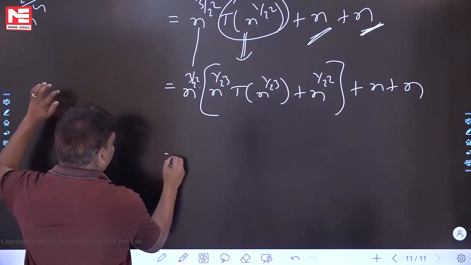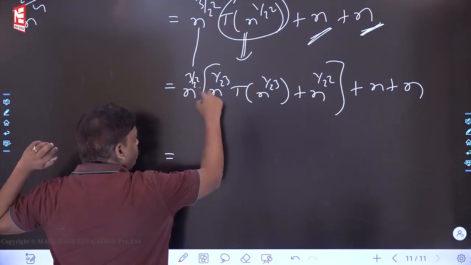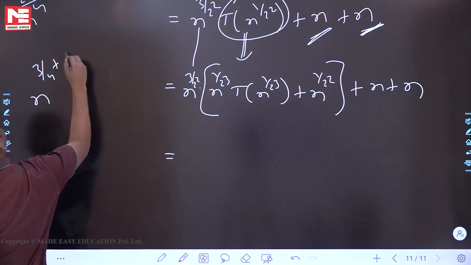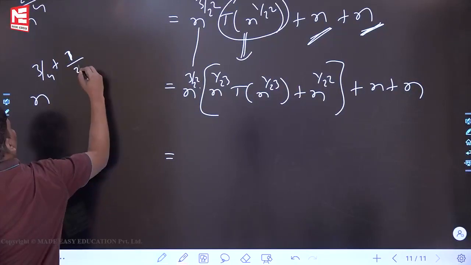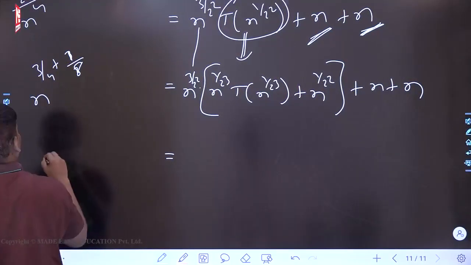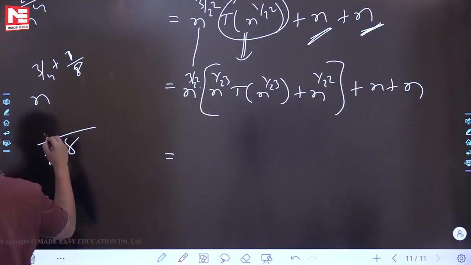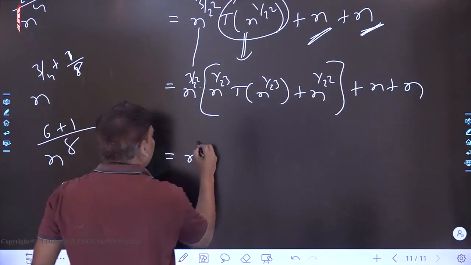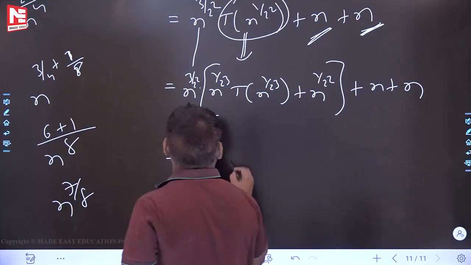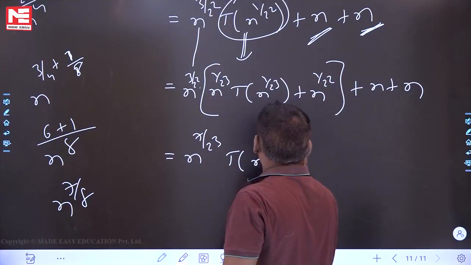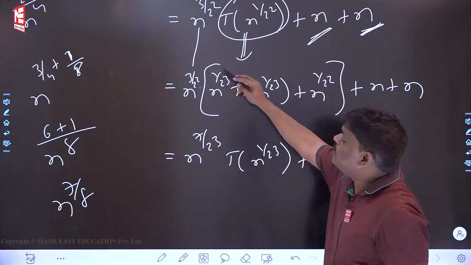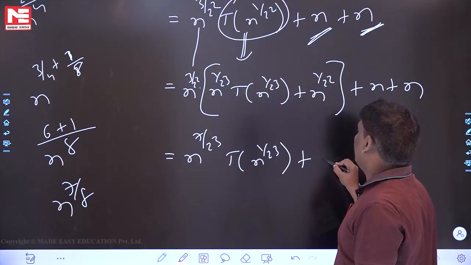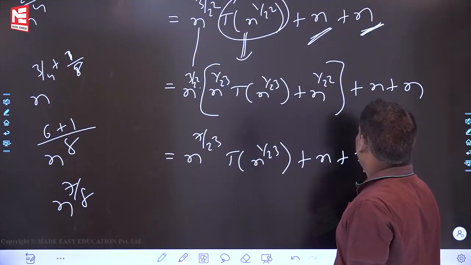Now simplify. It will become n power 3 by 2 square into n power 1 by 2 cube. It will become n power 3 by 4 plus 1 by 8. What is the answer? N power 8 here, 4 twos are 6, plus 1. It will become n power 7 by 8. Let me write: n power 7 by 2 cube, plus n power 3 by 4 into n power 1 by 4. It will become n power 3 by 4 plus 1 by 4, which is n power 4 by 4, meaning n. Outside 2 n's are there.